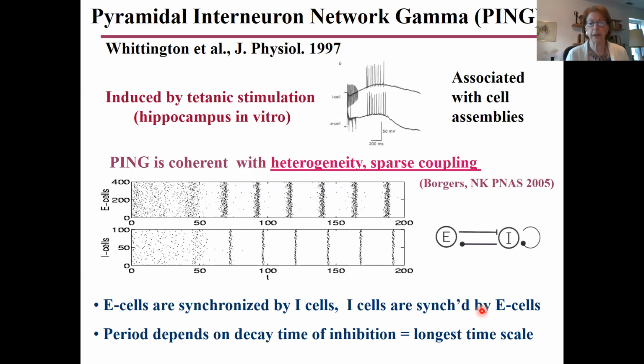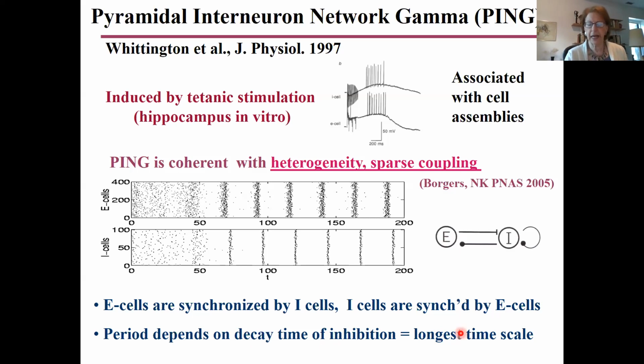So let's look at the simplest, I think, of the important brain rhythms. It's called pyramidal interneuron network gamma, or PING. It was discovered around 1997 in vitro. It's associated with cell assemblies, which I'll tell you a little more about. The easiest way to think about this mathematically is if the network has exactly one excitatory and one inhibitory cell. The excitatory cell fires, the extra excitation makes the inhibitory cell fire. It gives inhibition to the excitatory cell, which wears off after a period of time, and then it starts all over again. So this period depends on the decay time of inhibition.